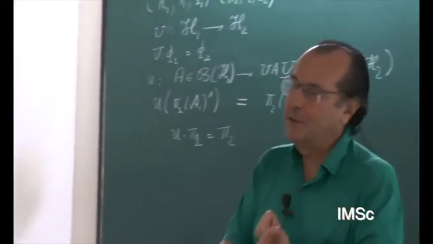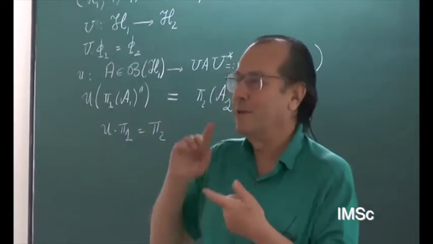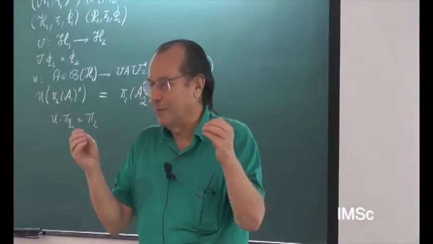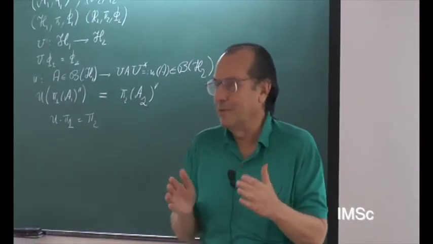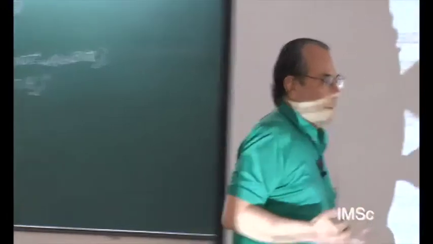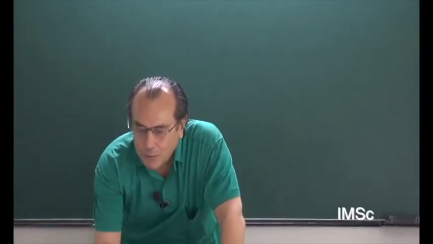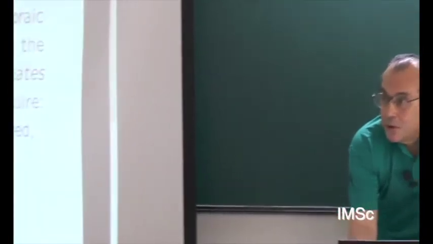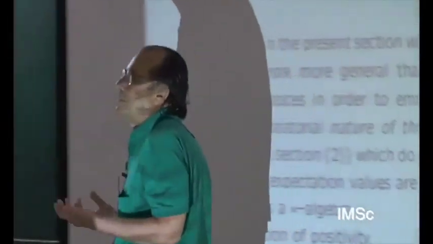So I will not assume positivity, which is characteristic of probability measure. I will not assume star algebra. I will assume algebra. I need multiplication because we will work with moments. So we need multiplication. We need algebra. But, you see, so we will drop these three assumptions. First of all, we don't need that the expectation is a complex number.